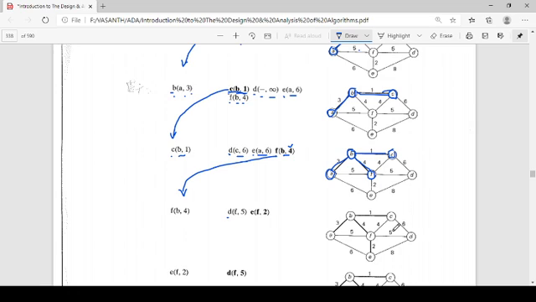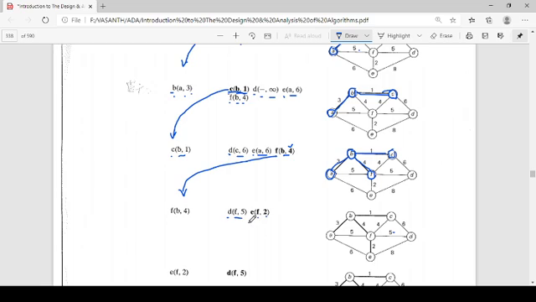Of these two, which is minimum? 5 is the minimum. So we will add F comma... Sorry, not for D. So we are checking for D, right? So for this vertex D, you are getting an edge from C and an edge from F. So minimum is 5. So we will write F comma 5.